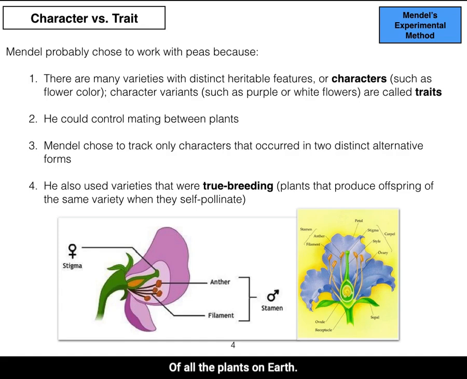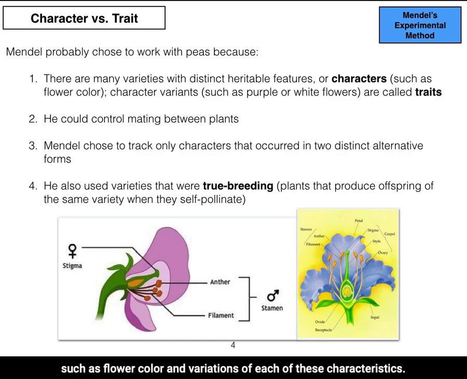Of all the plants on Earth, why did he choose the pea plant? There are several reasons. First, there are many varieties, each with distinct features or characteristics, such as flower color, and variations of each of these characteristics. We refer to these characteristics as traits. Another reason Mendel chose the pea plant was he could control the mating of the plants.